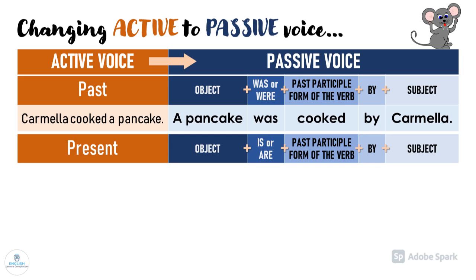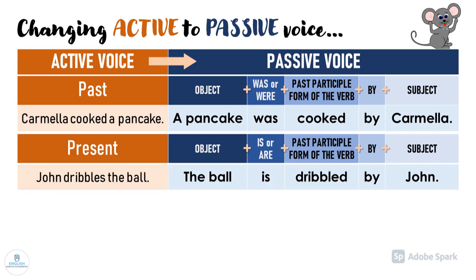In an active voice sentence, if the tense of the verb is simple present, simply write the object, followed by is or are, depending on the number of the object, followed by the past participle form of the verb, plus the word by, and the subject.